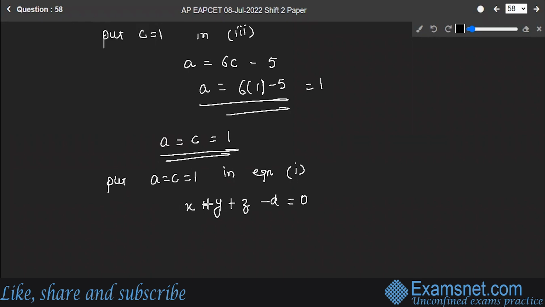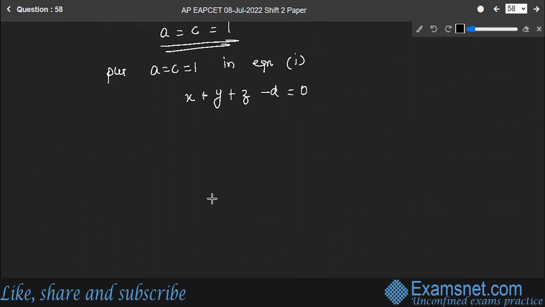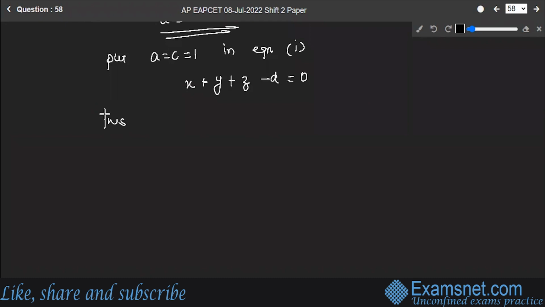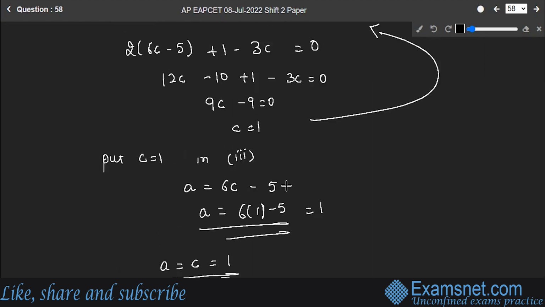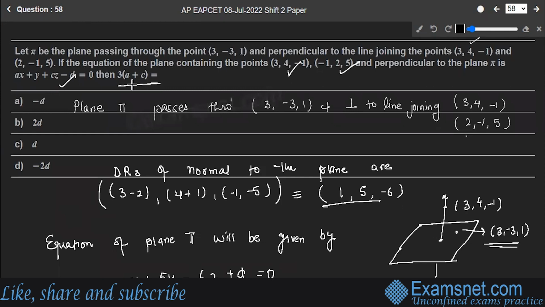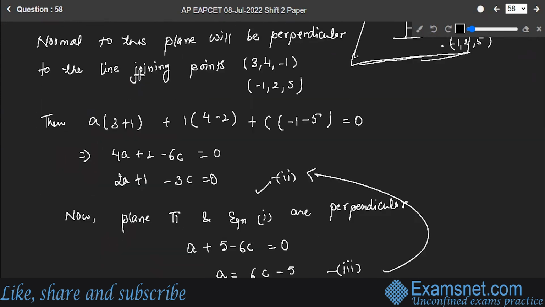Now, you know this plane passes through -1, 2, 5. So this will be -1 plus 2 plus 5 minus d is equal to 0. This is equal to 6. That means d came out to be 6, right? What do you have to find out in the question? Let's go to that. You have to find out the value of 3a plus c.